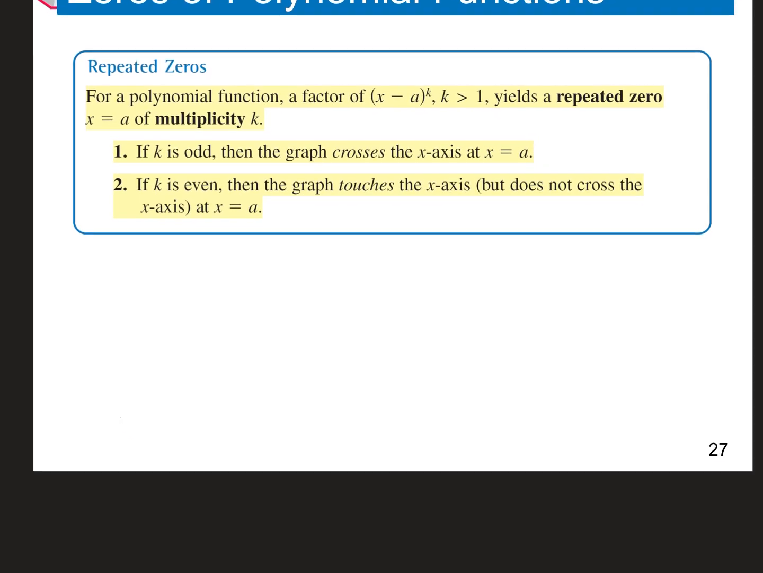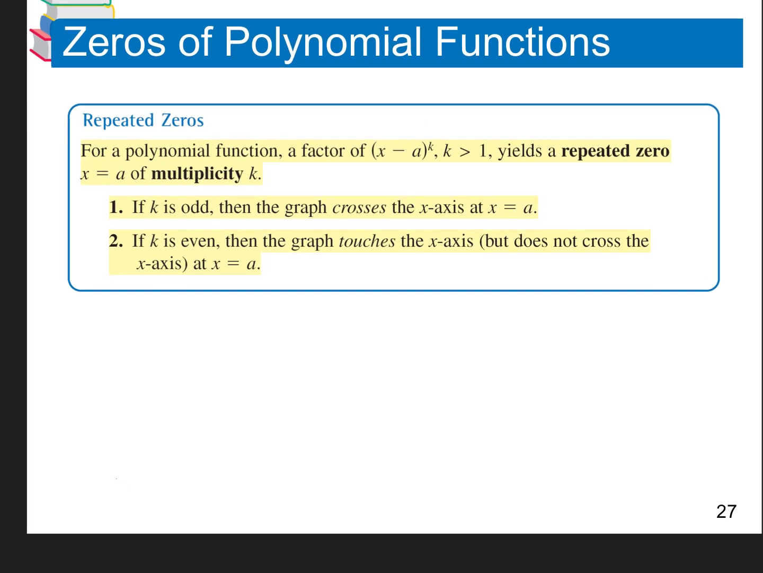Multiplicity. What does that word mean? In life, what does multiplicity mean? Multiple, right? I had 2 kids at one time. They were called multiples. Multiplicity is having more than one of the exact same thing. All right, so we're going to talk about the multiplicity of a zero when you get the same answer twice.